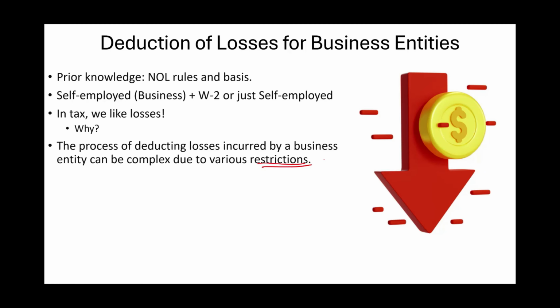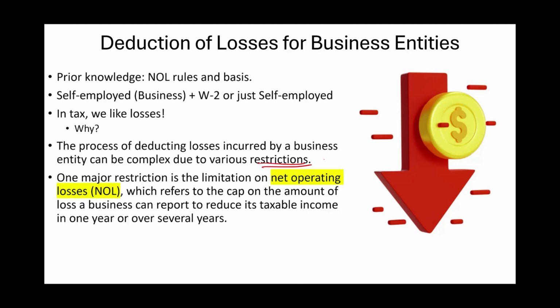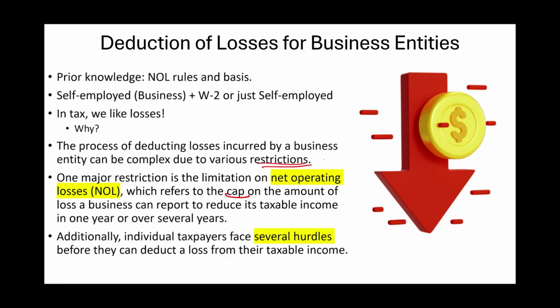One of the restrictions is net operating loss. There are certain rules for net operating losses. For example, corporations can only deduct up to 80% of their taxable income using any net operating losses. It means there's a cap, a limit on how much you can reduce your taxable income by in a particular year. Also, we have other hurdles that we need to be familiar with. Hurdles are obstacles, things that do not allow you to deduct your losses. So we need to know what those hurdles are and how they work from one business entity to another.